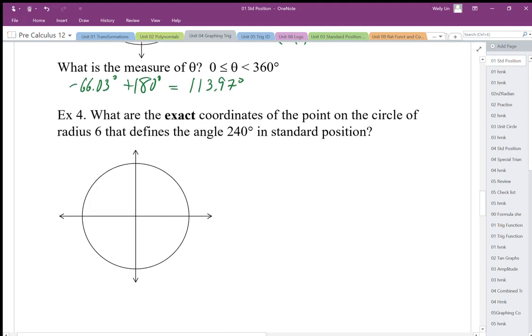So let's take a look at a different problem. What's exact? Exact means exact values, so we're probably talking special angles. What are the exact coordinates of the point on the circle of radius 6 that defines 240 degrees? 240 degrees is going to be right about here. It's in quadrant 3, and it gives us this triangle. Since that's 180, we know that this is a 30-60 triangle.